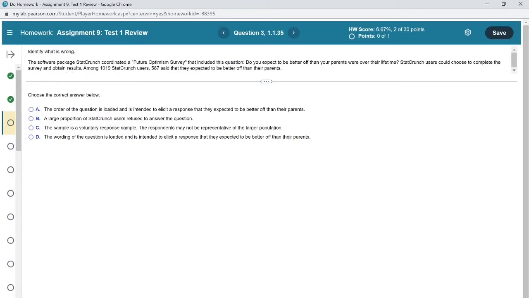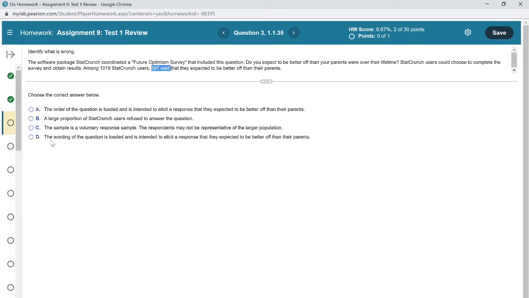Identify what is wrong. So here is another sampling process. We need to find out what is wrong here. The software package StatCrunch coordinated a future optimism survey that included this question: do you expect to be better off than your parents were over their lifetime? StatCrunch users could choose to complete the survey and obtain results. Among 1019 StatCrunch users, so this sampling is from StatCrunch users, 587 said they expected to be better off than their parents. So we need to find out what is wrong.